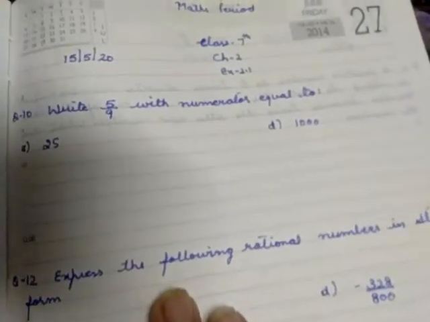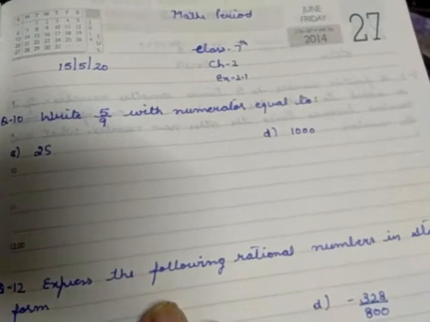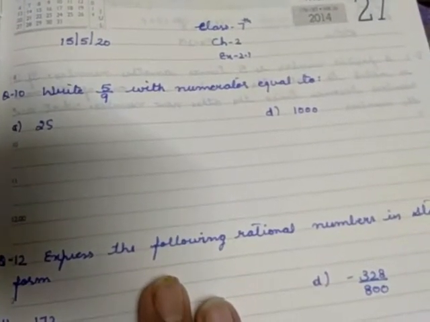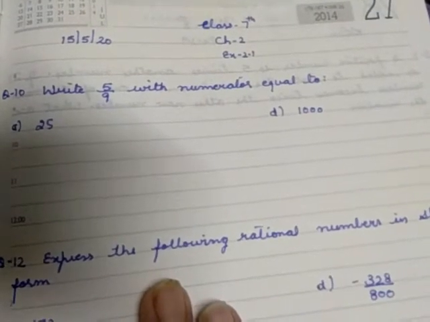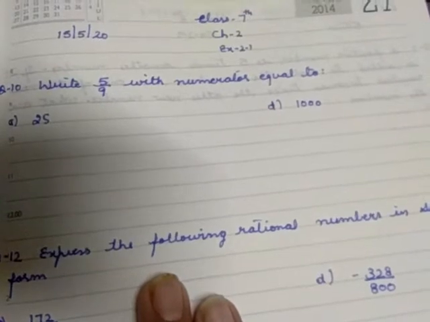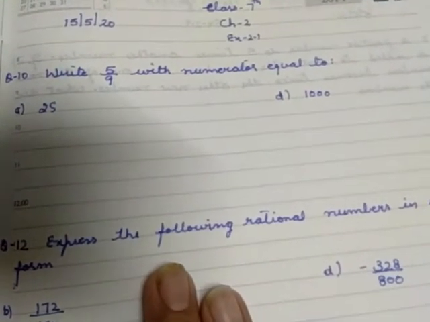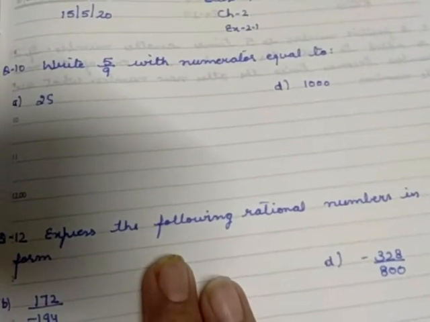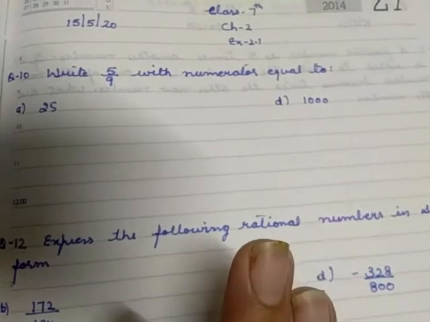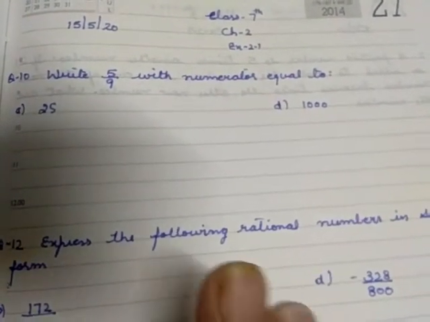Hello everyone, let me start the maths period for class 7th, chapter 2, exercise 2.1. Here I am doing the same parallel question according to the previous class that I did about the denominator. But today I am going to do the same relative question with the numerator. The question is question number 10. Write 5 upon 9 with the numerator equal to C.